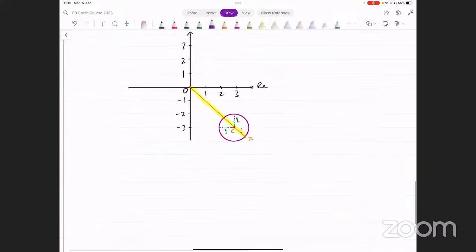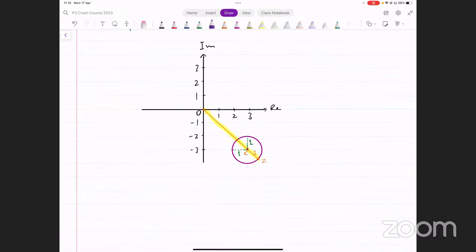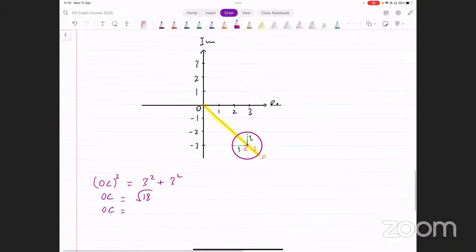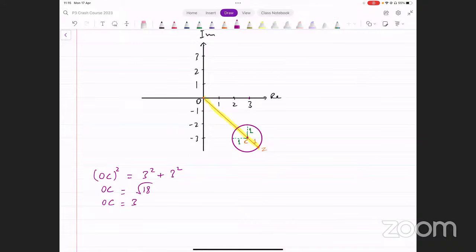Finding OC is pretty straightforward because we could use this right angle triangle. The base is 3, the height is 3. We just have to find the hypotenuse, which is OC. All right, so that's what we can do here. We can say OC squared is equal to 3 squared plus 3 squared. And OC therefore turns out to be square root of 18, which could simplify to 9 into 2, which is 3 square root of 2. That's the length of OC.